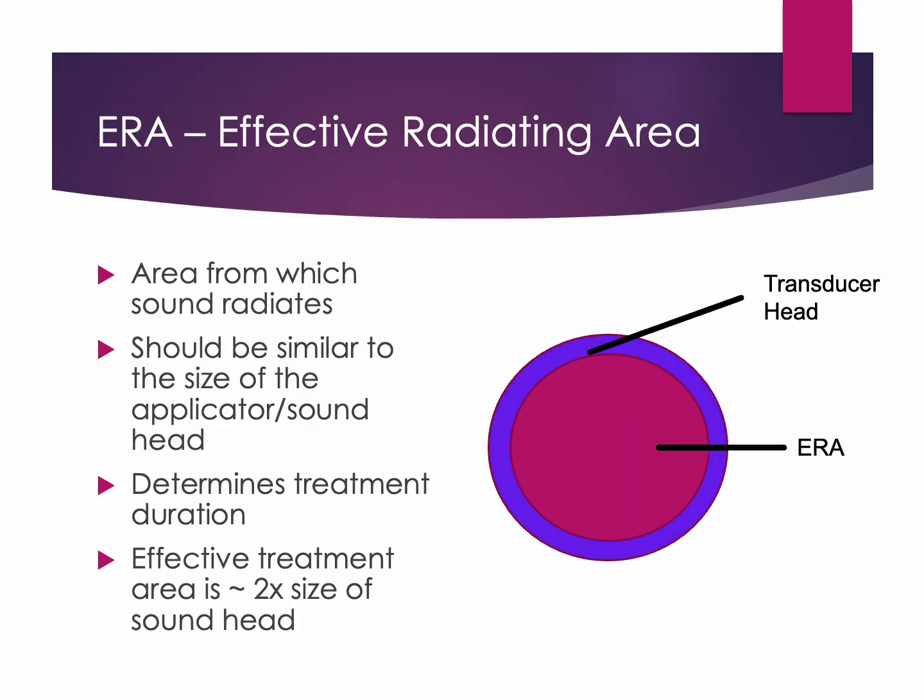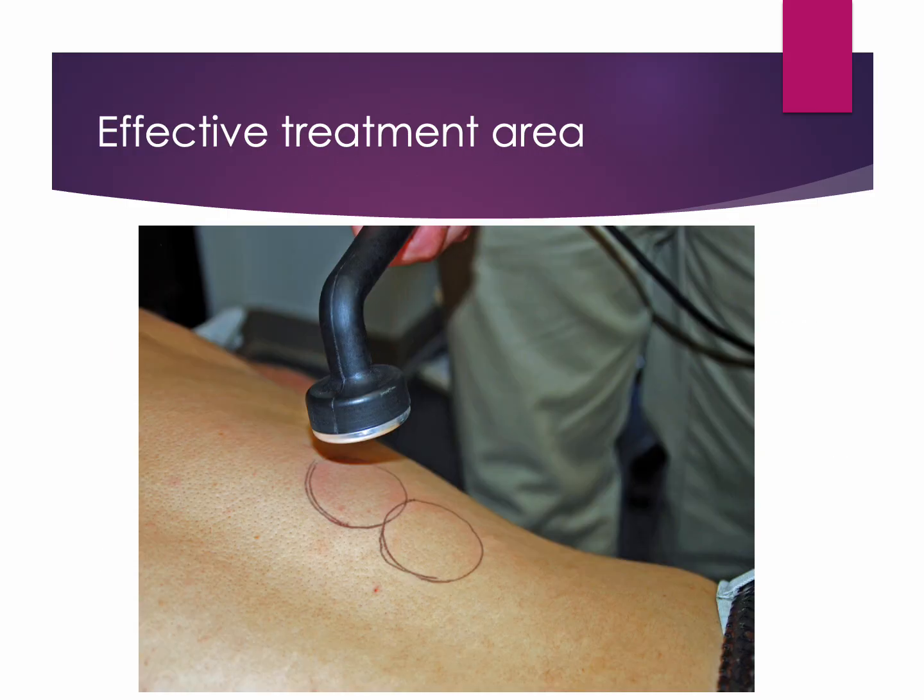The effective radiating area, or ERA, is the portion of the sound head that actually emits ultrasound energy. This helps determine how large of an area you can treat effectively. The effective treatment area when using ultrasound is 2 to 3 times the size of the sound head. It is not a good modality choice if you need to treat a large area.